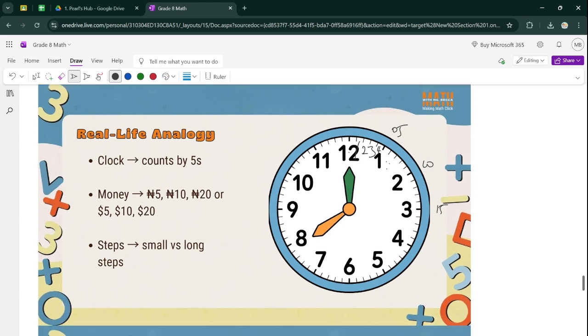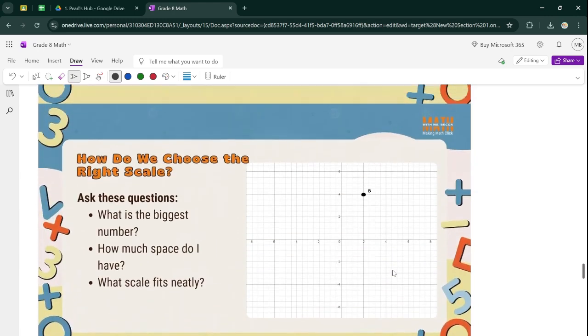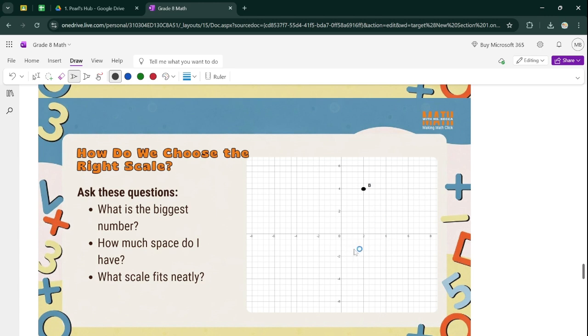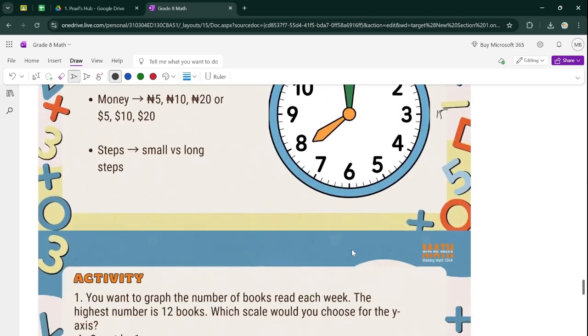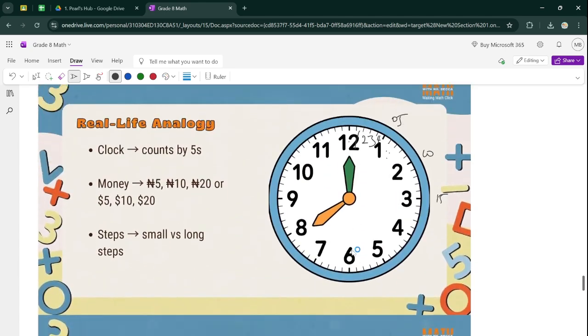And please, I need you to know that many students lose marks because they assume each space is one. So always check your scale first. Whenever you are dealing with a graph, don't just assume that the scale is one. Whenever you want to read a point from a graph, always check the scale before you read. You will understand it better when we solve practical questions.